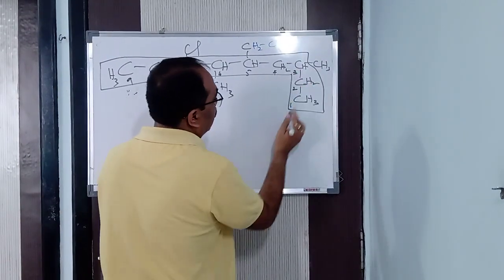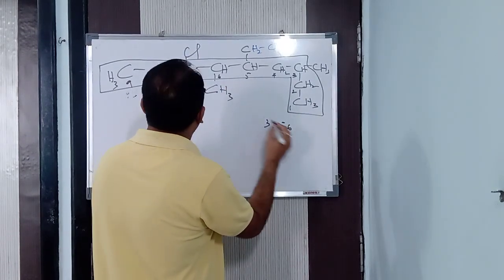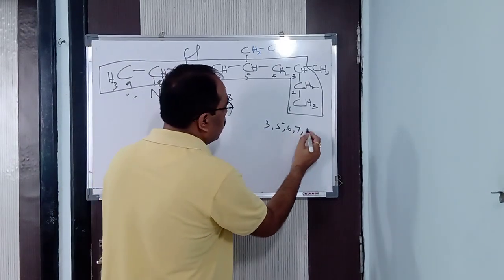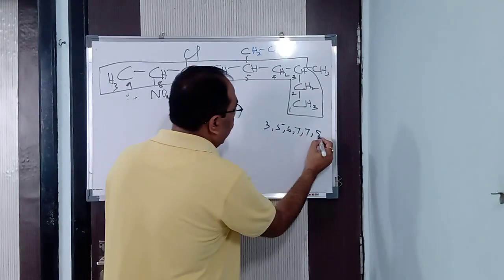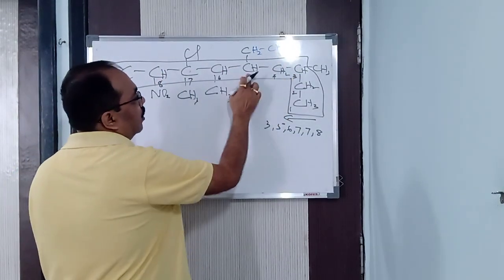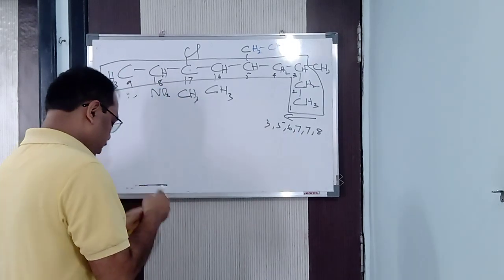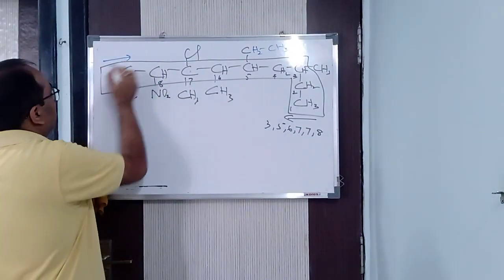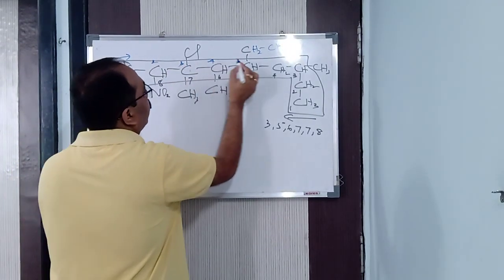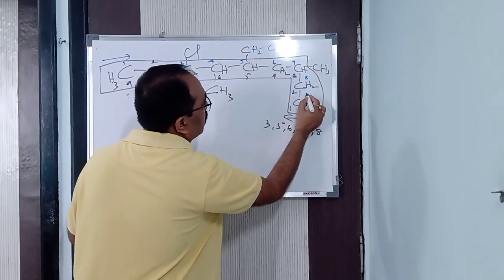So here, starting from this direction, methyl is at the third position, the fifth position is ethyl, then the sixth position 1, the seventh position 2, and the eighth position 1. Fine. Now if I start from the other direction, then what do I get? Let me write the numbers 1, 2, 3, 4, 5, 6, 7, then this will be 8 and this will be 9.